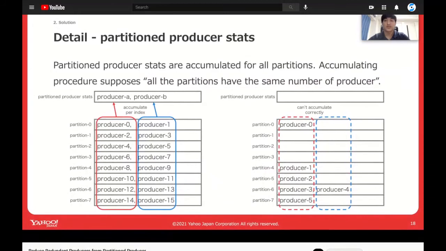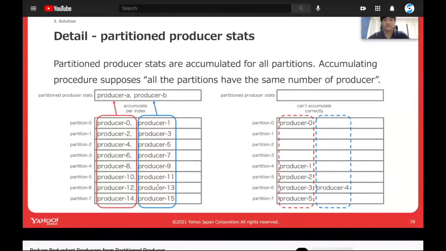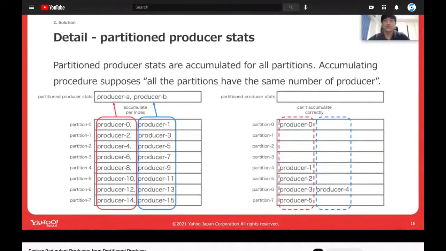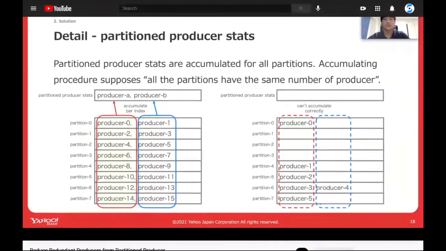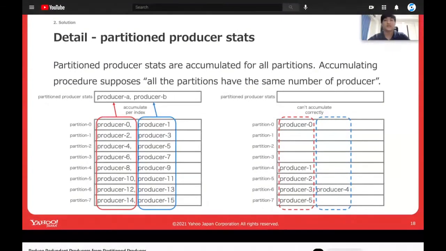In the previous implementation, a partitioned producer could connect to only part of the partitions. It causes another issue about partitioned producer stats. Partitioned producer stats are accumulated for all partitions. The accumulating procedure supposes all the partitions have the same number of producers, like the left one. Therefore, we couldn't get correct stats for a partial producer like the right one. We would like to get correct stats not only for total producers, but also for partial producers.